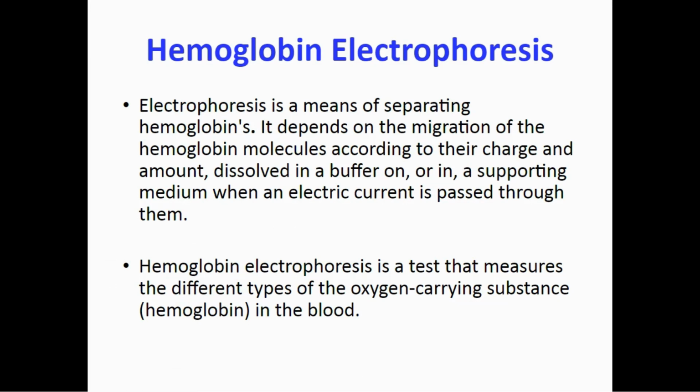Hemoglobin, which is an oxygen carrying substance in the blood, is tested by this instrument. We separate and measure the different hemoglobin molecules depending upon their charge and quantity through electrophoresis. Electrophoresis is the means of separating hemoglobins, and it depends on the migration of hemoglobin molecules, again according to their charge and amount dissolved in the buffer. So this is all we are going to discuss in our later slides.